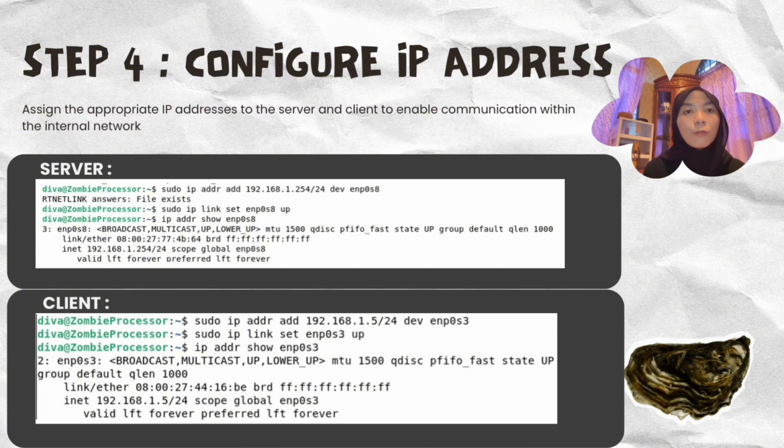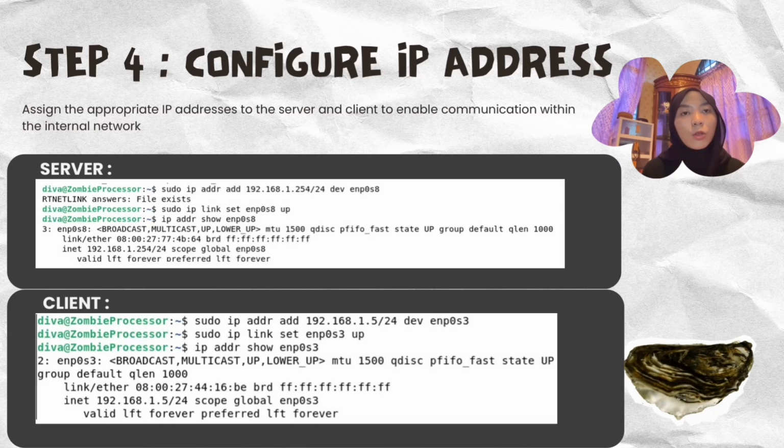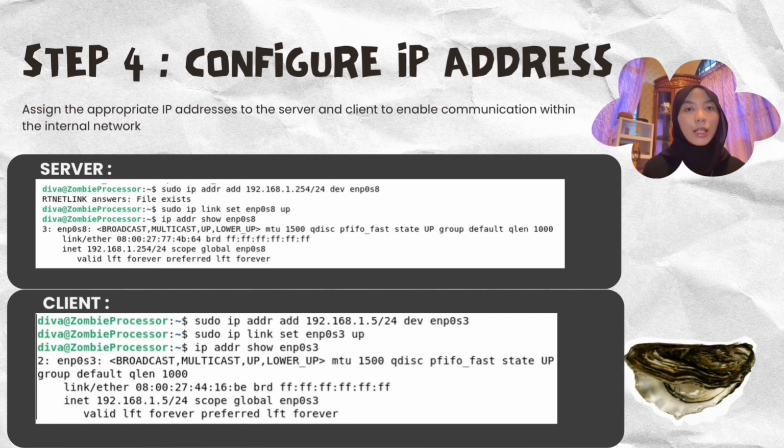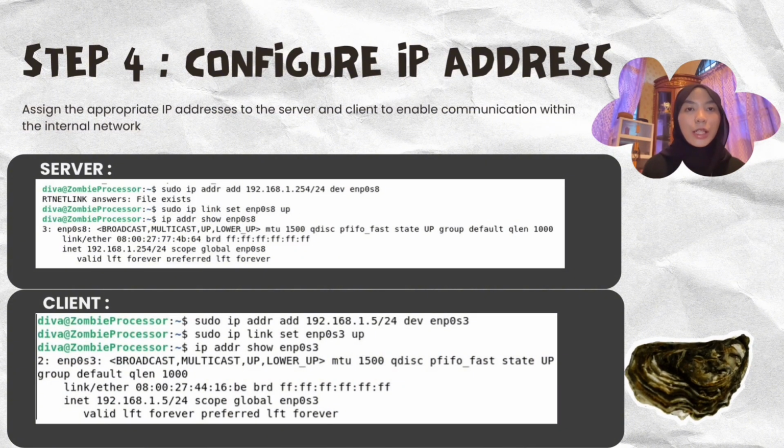After that, we move to the Linux client. We assign the static IP address 192.168.1.5/24 to the ENP0S3 network interface. Similar to the server, we activate the interface using the ip link set ENP0S3 up command and verify the configuration with the ip addr show ENP0S3 command. Finally, both devices are configured with IP addresses within the same subnet, which enables communication between the Linux server and the Linux client through the internal network.